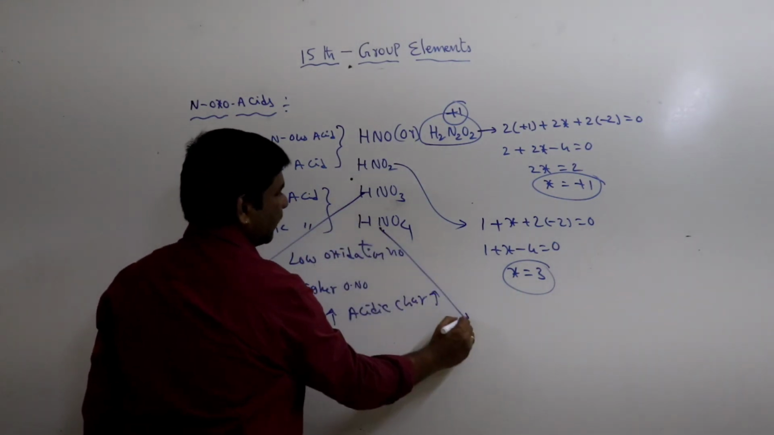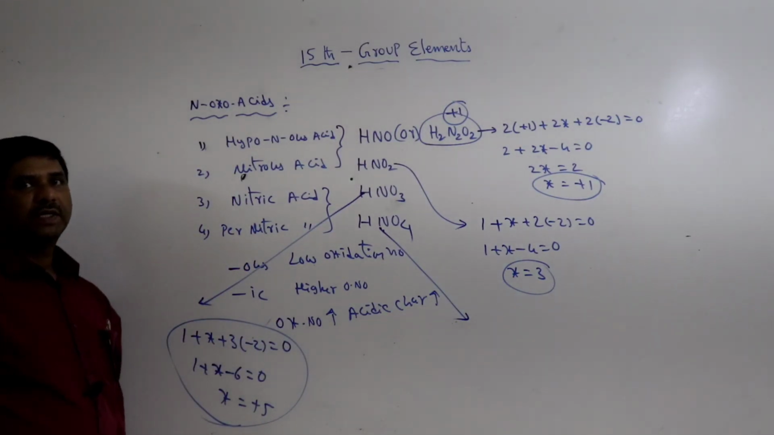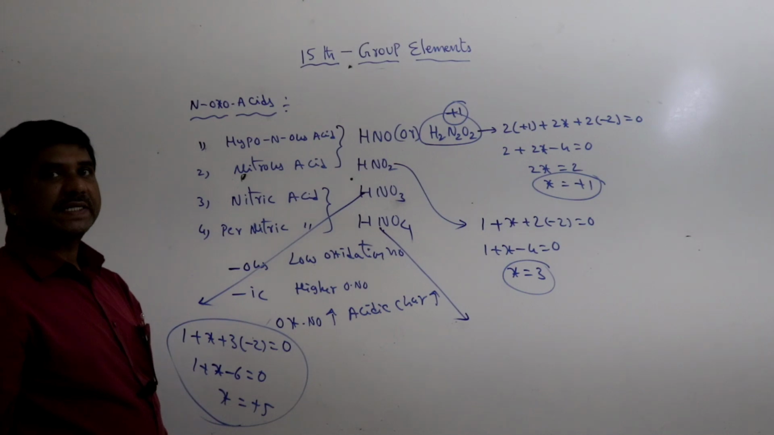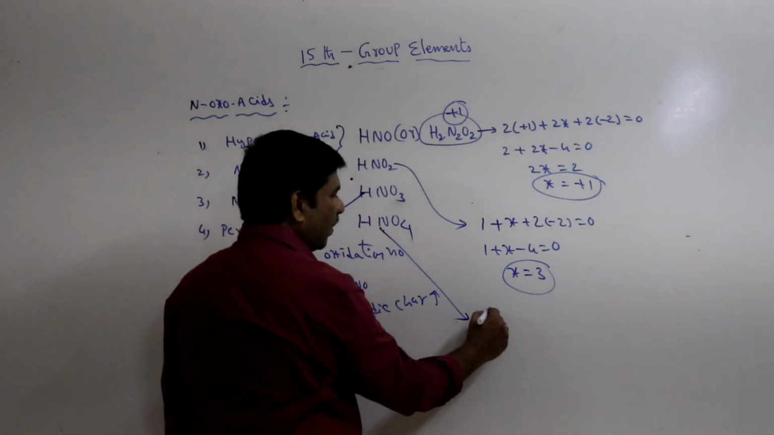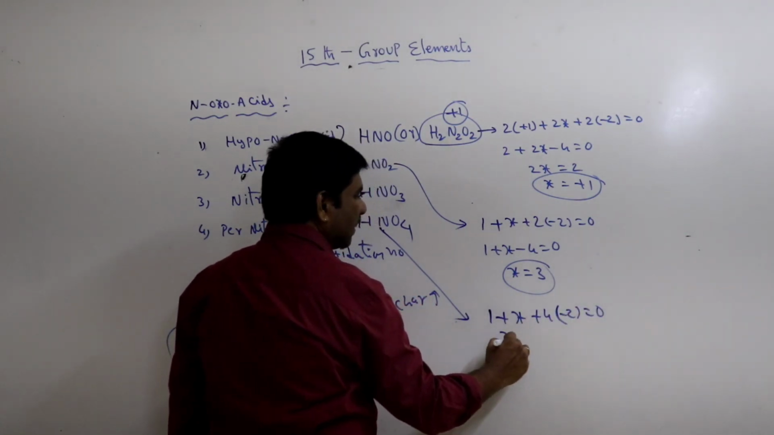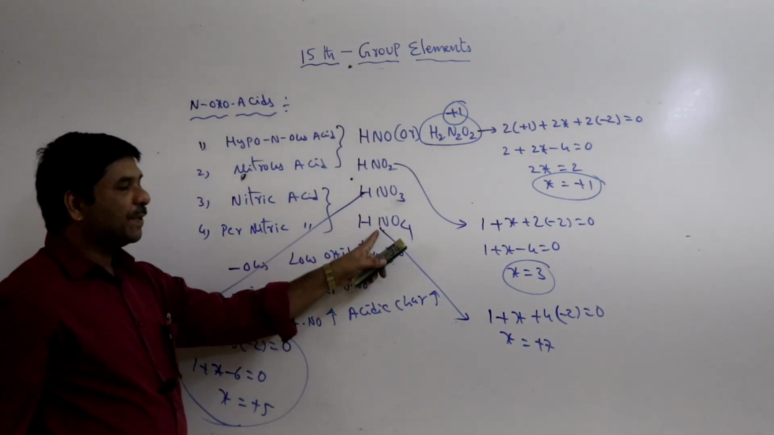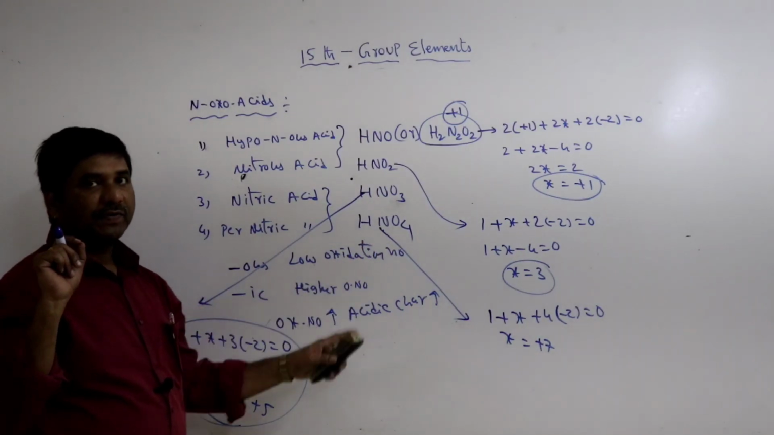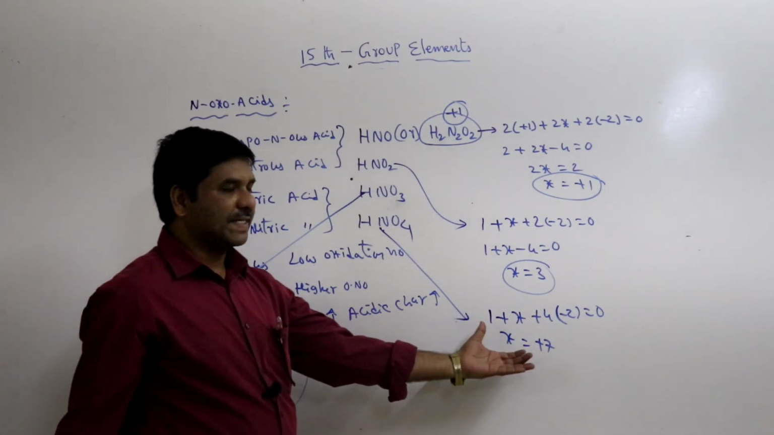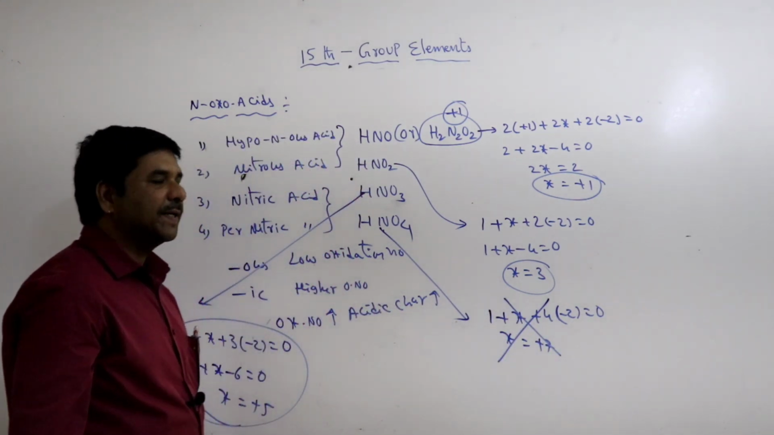Pernitric acid, there is a peroxy bond. Without the peroxy bond, an oxidation number of 7 is possible. Calculate it: 1 into hydrogen, nitrogen x, 4 into oxygen -2 is equal to 0. x is equal to +7. But nitrogen belongs to the 5A group, and 5A group elements' maximum oxidation number is 5 only. But here 7 is possible, which means it is wrong. There is a peroxy bond.